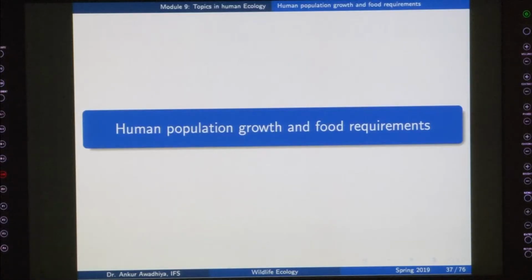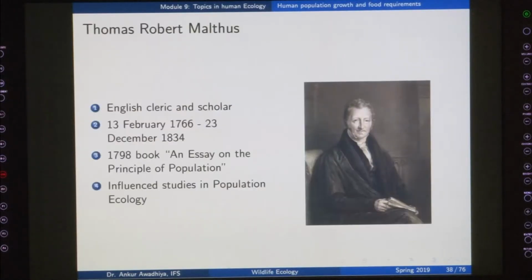Namaste. Today we move forward with our discussion on human ecology, and in this lecture we will look at human population growth and food requirements, especially the theory of Thomas Robert Malthus.